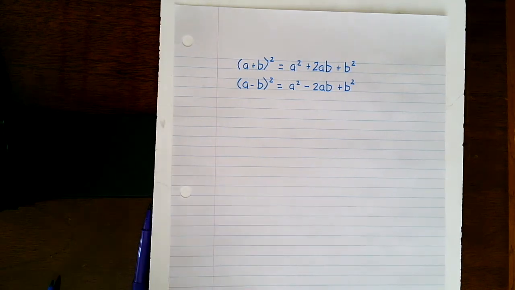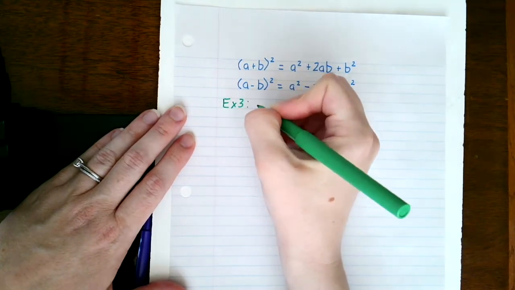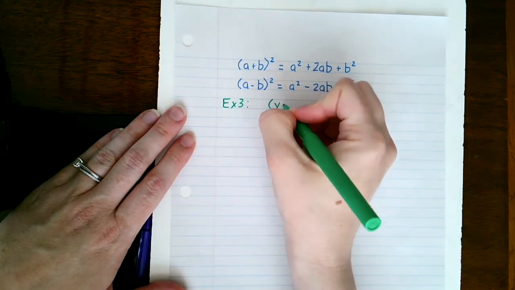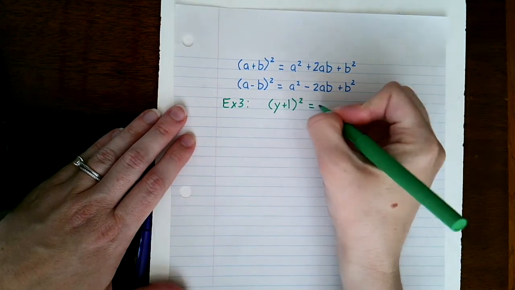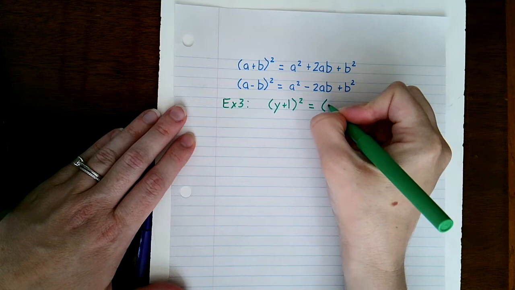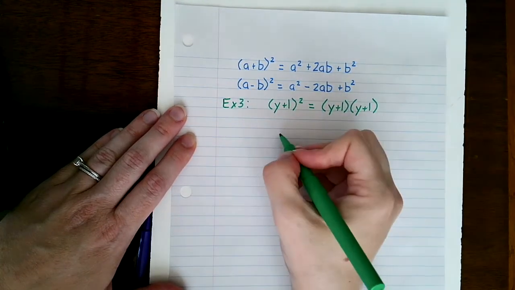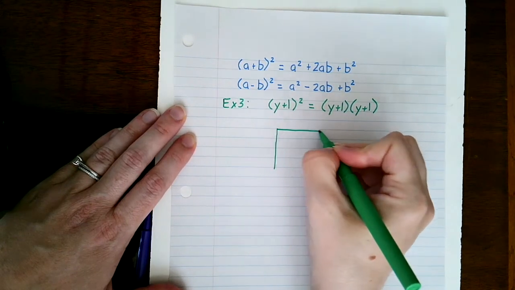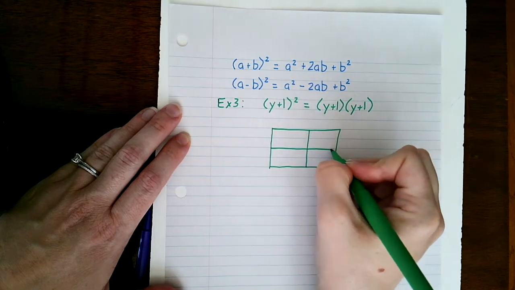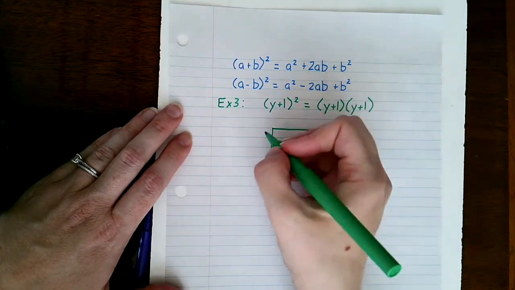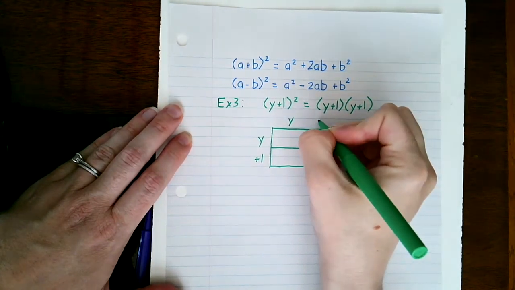So this is example 3. Let's try y plus 1 squared. So we know that this is going to equal, or is the same as, y plus 1 times y plus 1. So I'm going to use my area model to see how this works out. But again, if you notice the pattern right away, you wouldn't have to use the area model.